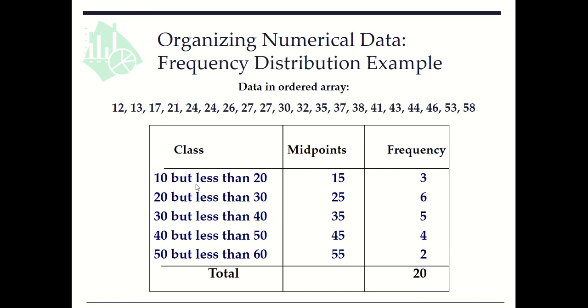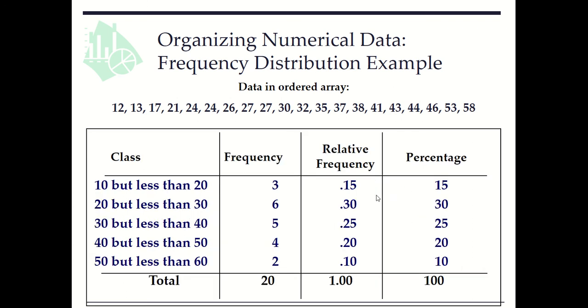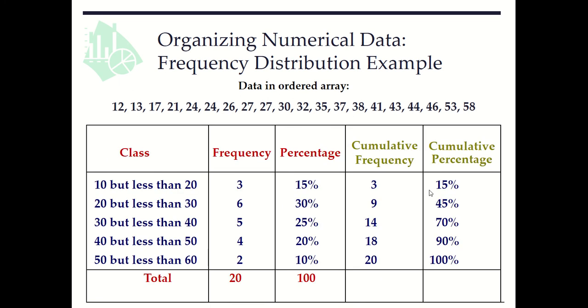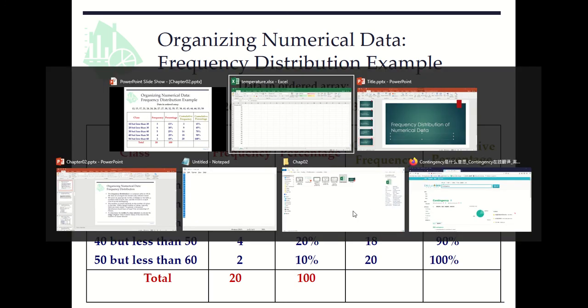So here, we organize data in a table like this. We can find the frequency based on our definition. And further, we can find the relative frequency and the percentage. We can further find cumulative frequency and cumulative percentage. Let's do this in Excel.